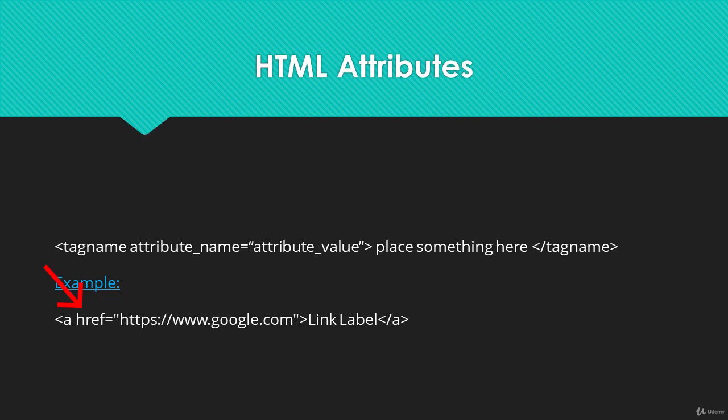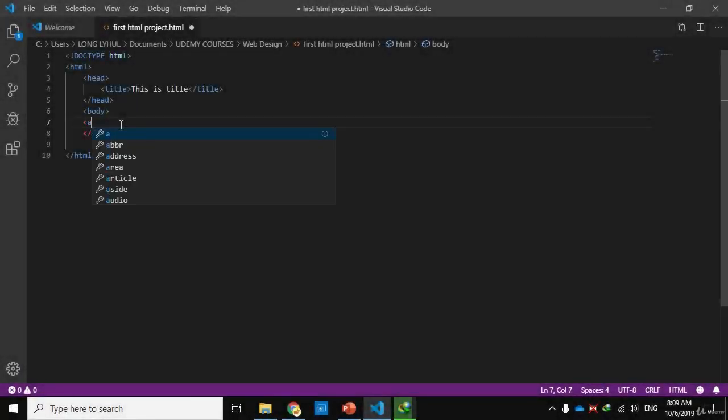The href attribute name is used to indicate the link's destination, where the link should go. In the example, when we click on the link's label in the browser, it will redirect to google.com. Href. I want to link to Google, so I type Google in href.